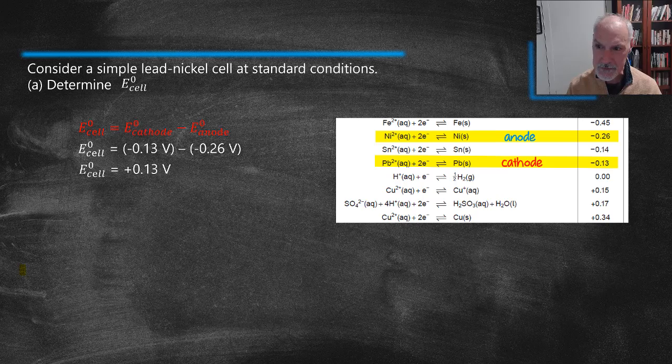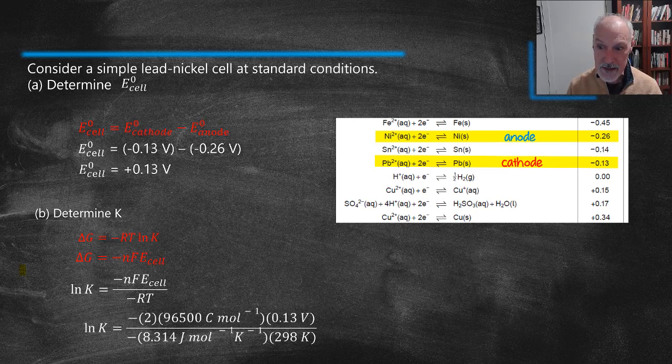which we know is spontaneous because it's positive. Now I want to determine the equilibrium constant for this reaction. I'm going to call upon these two equations. Since they're both equal to Gibbs free energy, I can set them equal to each other and isolate for the ln of K. Now I'll substitute in the values.